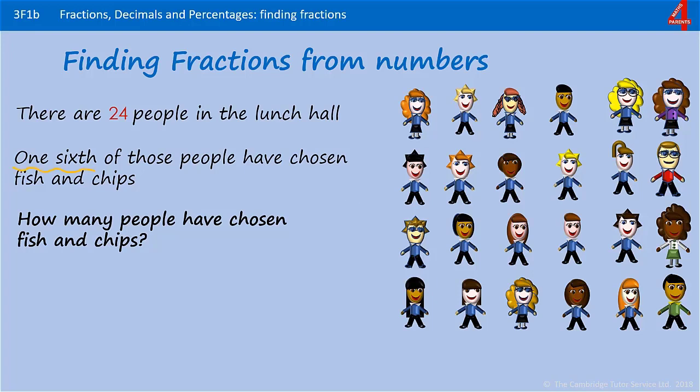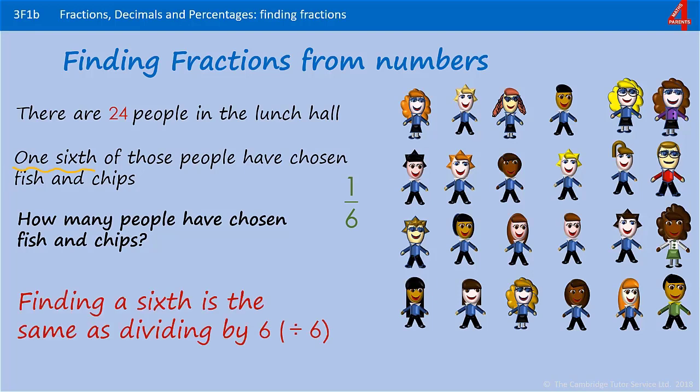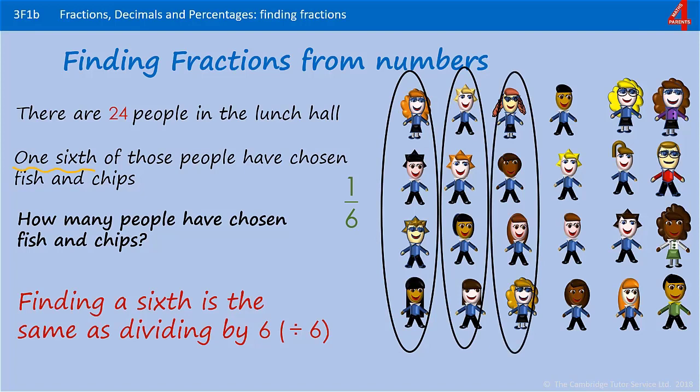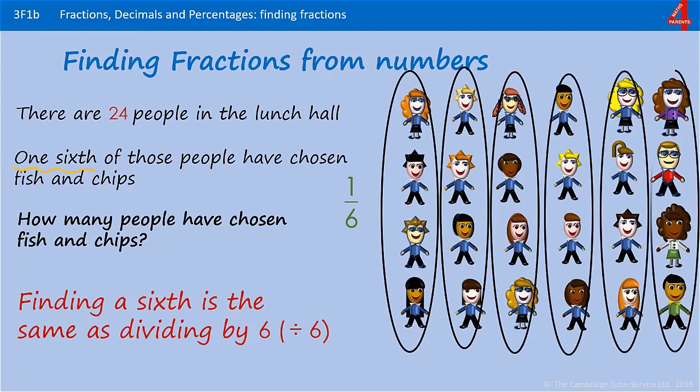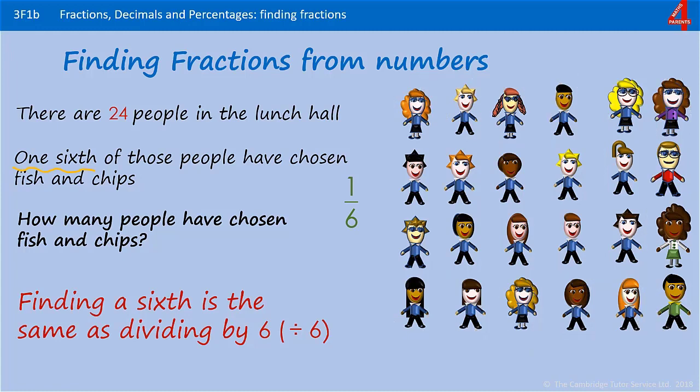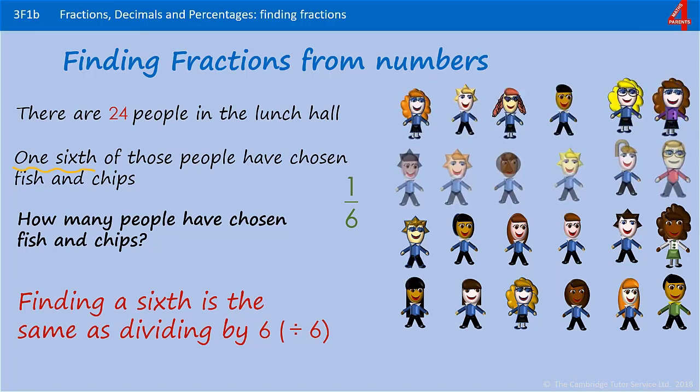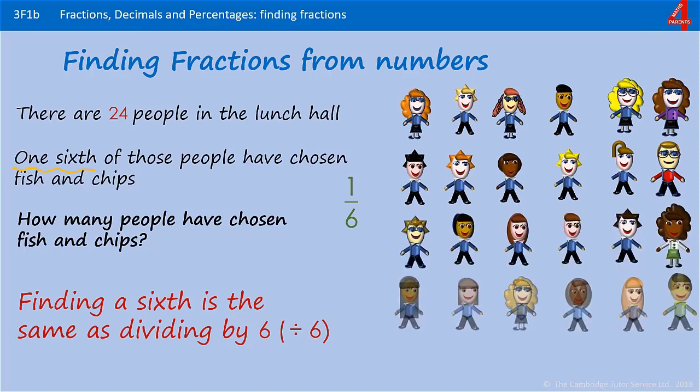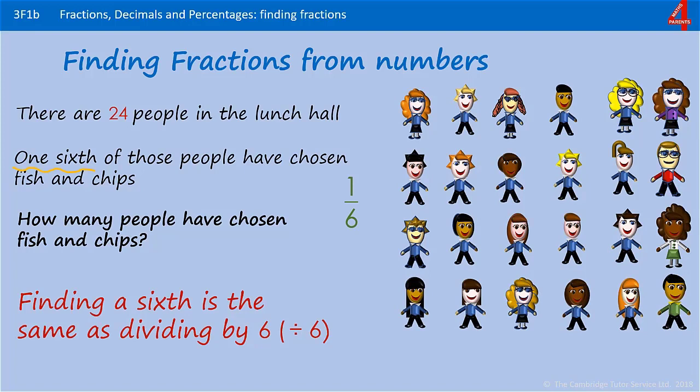We're looking for 1/6, and finding a sixth is the same as dividing by 6. Remember, there are 2 ways of doing this. We could put our people into 6 groups and see how many is in each group, and you can see that the answer here would be 4. Or we can say, how many groups of 6 do we have? 1 group, 2 groups, 3 groups, 4 groups of 6. So either way, 1/6 of 24 is 4. So 4 people in the lunch hall choose fish and chips.